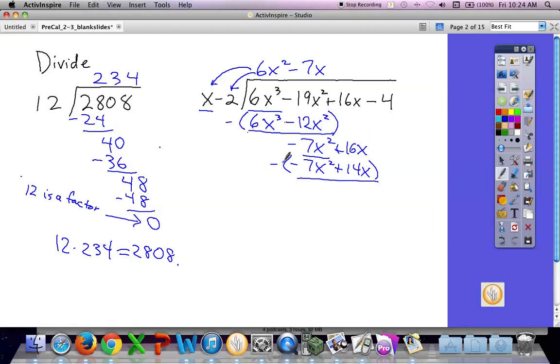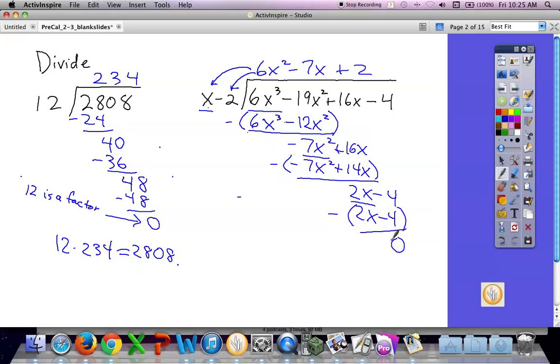2x, right? And then again, at that step, you bring down the next term, negative 4, and go through the same process. What do you multiply times x to get 2x? 2. 2 times x is 2x. 2 times negative 2 is negative 4. Subtract, and you get 0.